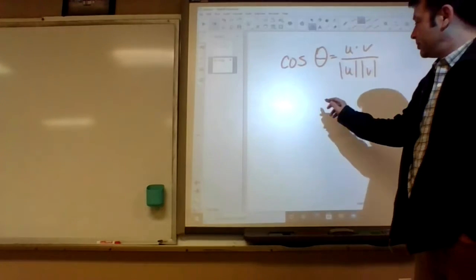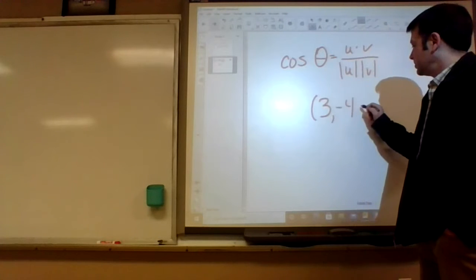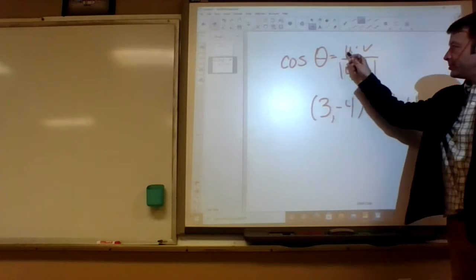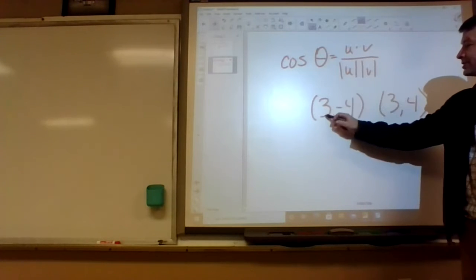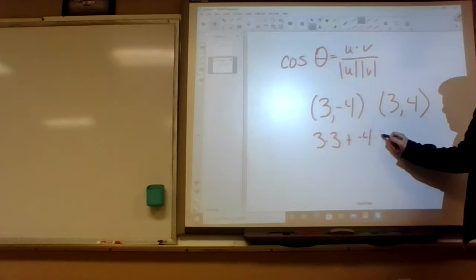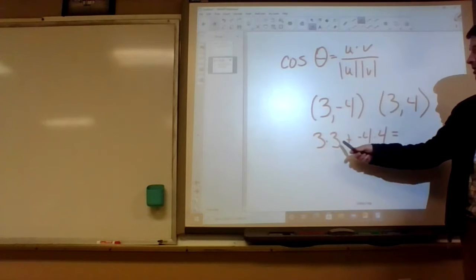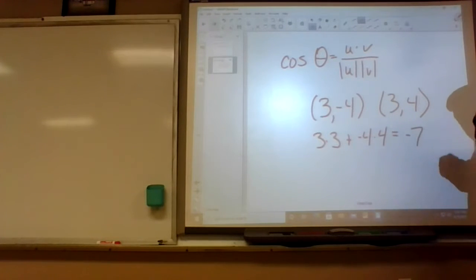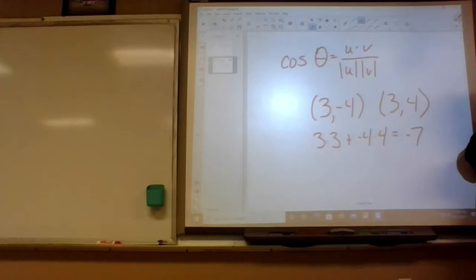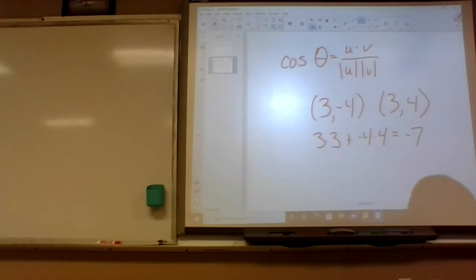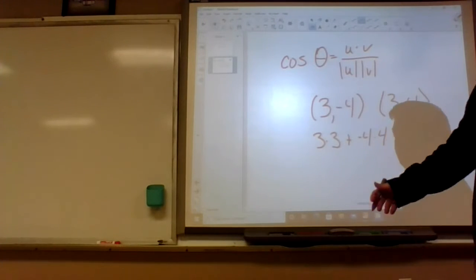So 3, -4, and 3, 4 are U and V. So the dot product is 3 times 3 plus -4 times 4, which equals 9 minus 16, which is -7. Okay, that's the top.